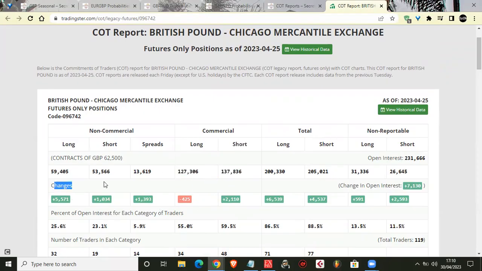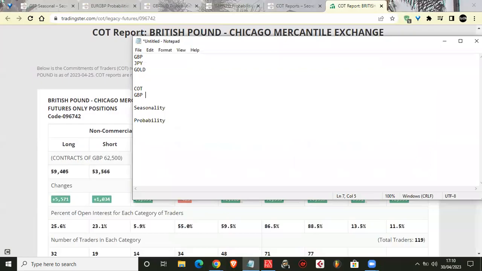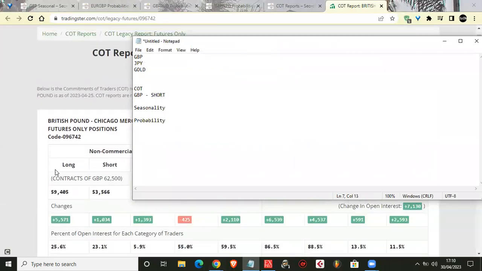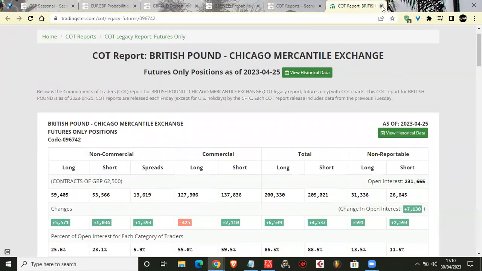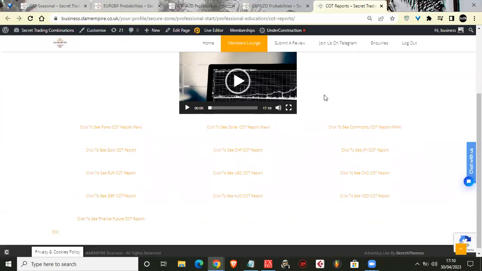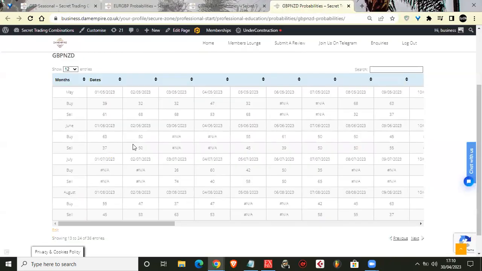We don't look at this figure right here. What we look at is the changes, which is what they've done within the last week. It's a lagging indicator that only comes out once every week, but it's good enough because it gives us an insight, since some of these guys have pending orders in certain positions, and we try to piggyback off of those positions. So they're selling, and I just like to make a note: GBP going short. That's all I need from this. Once we have that, we don't need the COT report anymore. We could quite frankly just close it out.